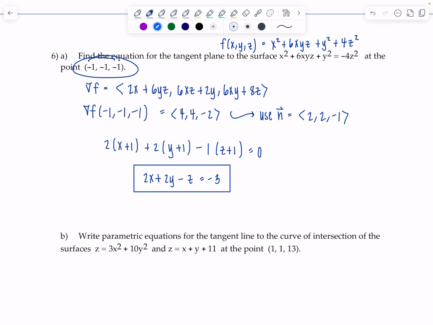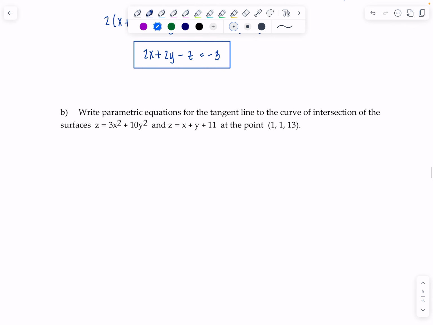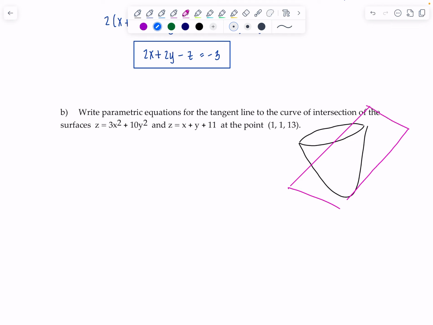Okay, perfect. Ooh, this is a good one. Write parametric equations for the tangent line to the curve of intersection of the surfaces z equals 3x squared plus 10y squared and z equals x plus y plus 11 at the point 1, 1, 13. So this is a paraboloid, this is a plane. Here's a paraboloid, and then there's a plane, and they intersect, and there's some curve of their intersection.